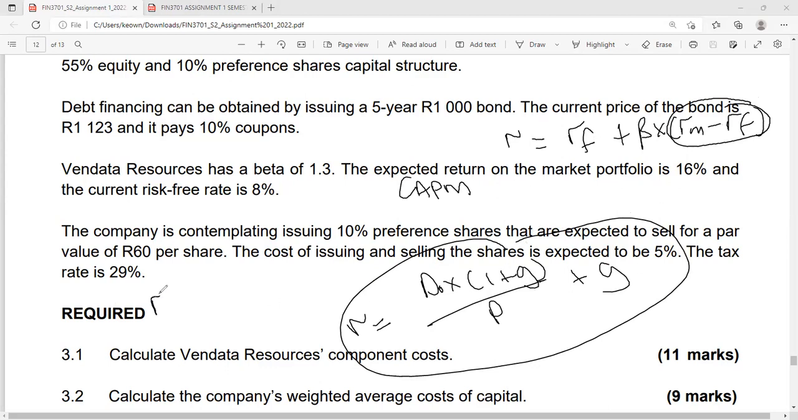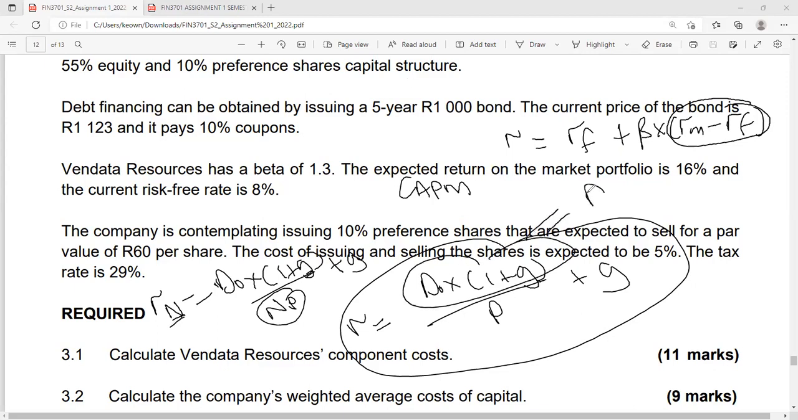And then remember, the cost of new equity would be D0 multiplied by 1 plus g over net proceeds. Again, you would have to check for flotation costs and issuing costs. And then once you divide those two, you then add the growth rate as well. This would be the cost of new equity. And also remember that D0 times 1 plus g is just equal to D1. So you need to check if you've been given the current dividend or the expected dividend.